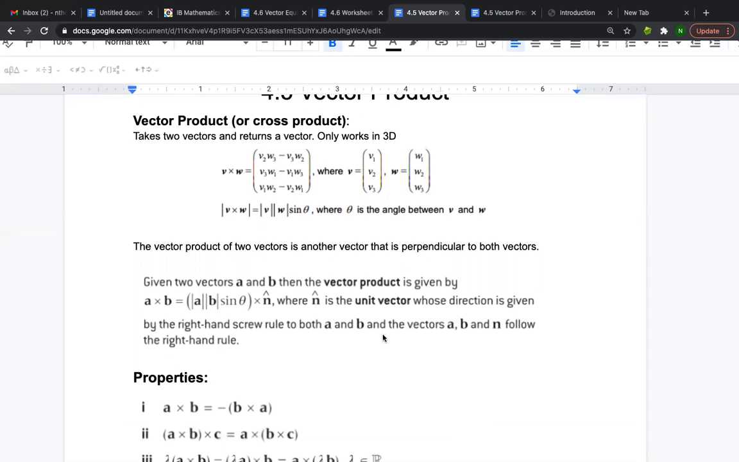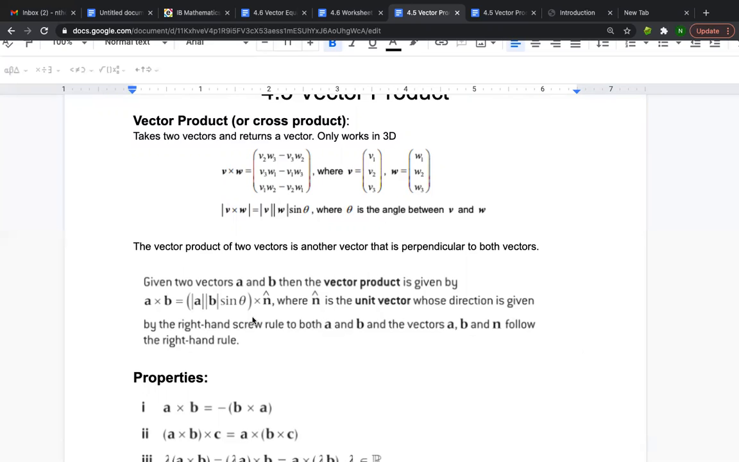Given 2 vectors, A and B, the vector product is given by this formula, cross in the normal vector, where it's the unit vector. In physics, I think y'all learned about the right-hand rule, the right-hand screw rule, but basically you line up, it tells you the direction. If it's A cross B, you move your hand from A to B, and your thumb should be pointing in the direction of the normal vector.